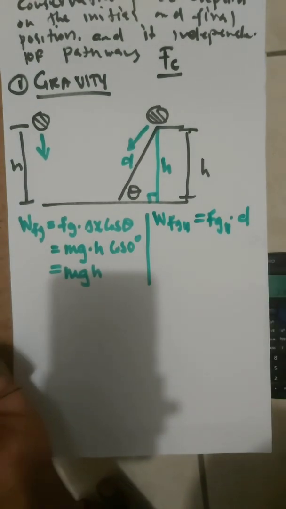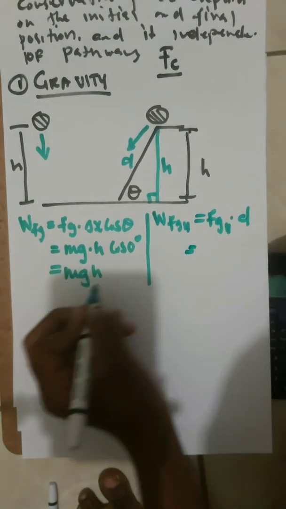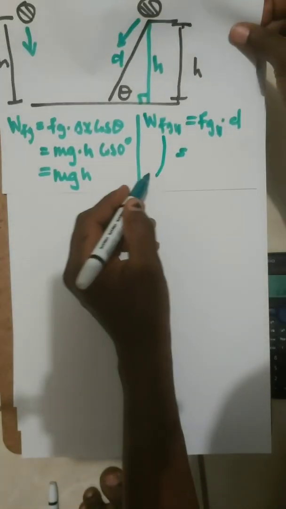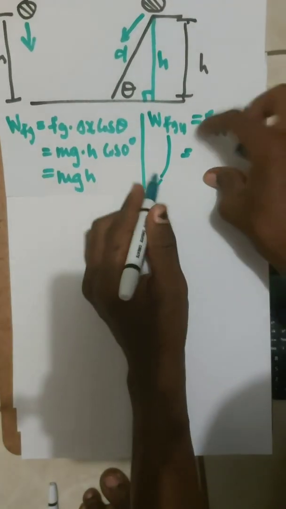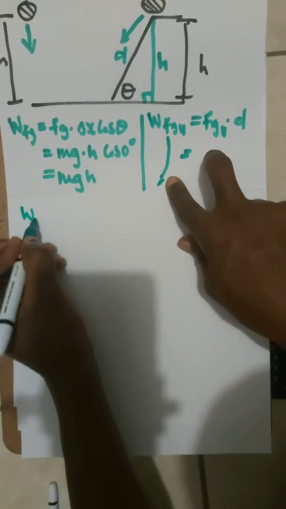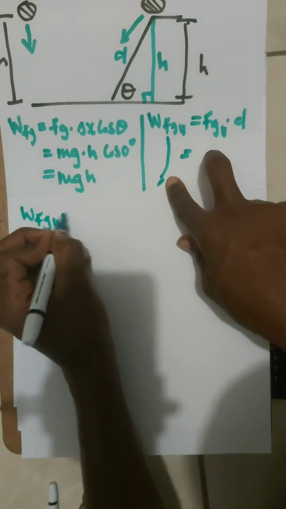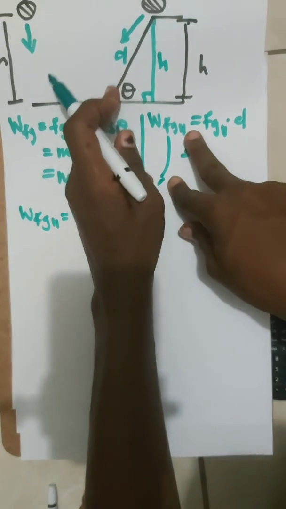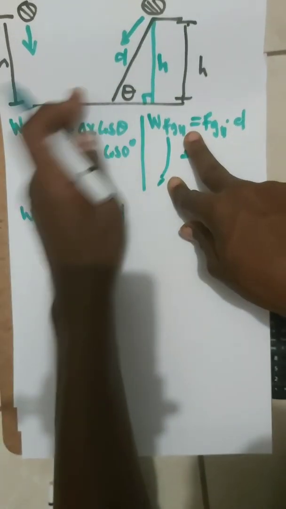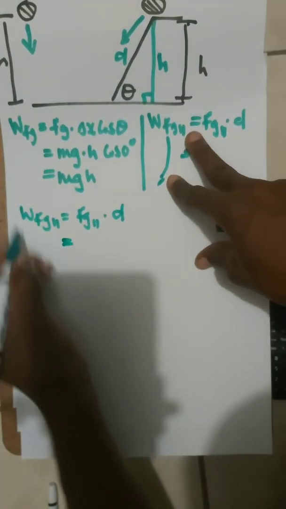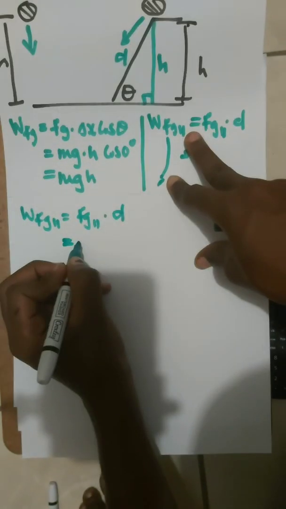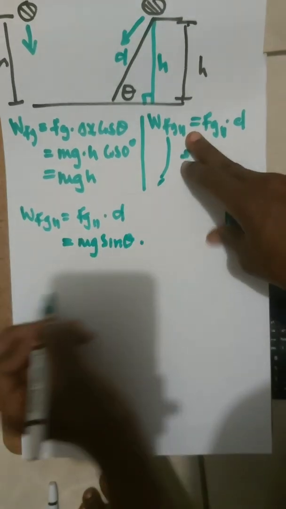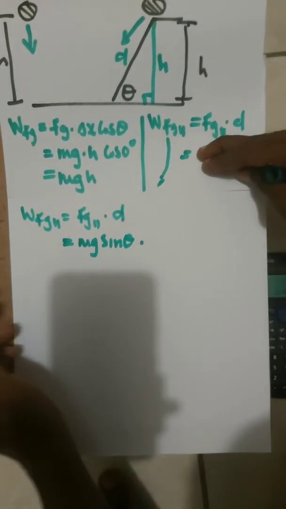Then what is my Fg? So guys, let me write this thing down. We have work done by Fg parallel is equal to Fg parallel multiplied by d. Basically, d is the distance it rolls. So Fg parallel is mg sine of theta multiplied by d. Then we need to get this d.